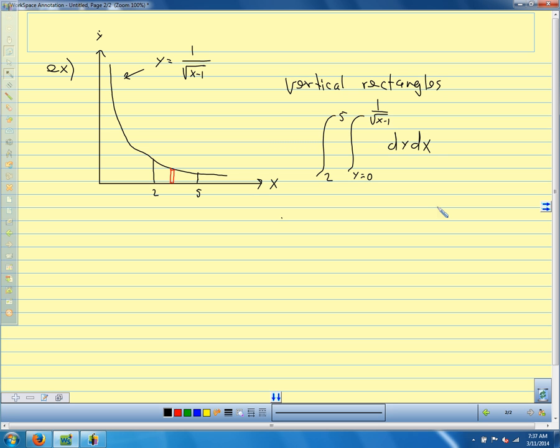And now we want to evaluate this. When we evaluate this inner integral, the integral with respect to y, what do we end up with? The integral of dy is just y, and we're evaluating y from 0 to 1 over the square root of x minus 1. We just end up with 1 over the square root of x minus 1 dx. And then we're going to evaluate this integral. So how are we going to evaluate this one? This one should be easy.